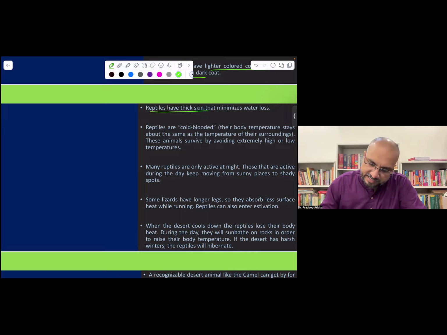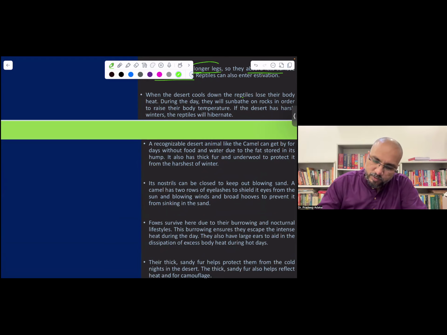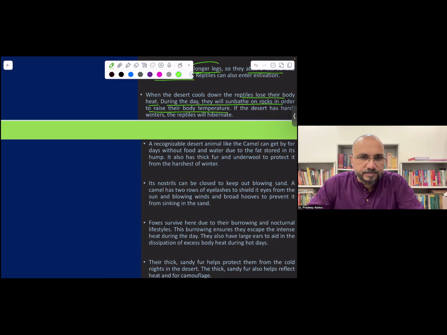Okay, so they remain in the shade, they don't come out during the daytime to avoid the heat. Some lizards have long legs, so they absorb less surface heat while running. Reptiles also enter estivation, that is summer sleep. When deserts cool down, these reptiles lose their body heat. So during the day, they sunbathe on the rock in order to raise the body temperature. If the temperature is very hot, they will remain in the shade or they will undergo summer sleep, which is called estivation.